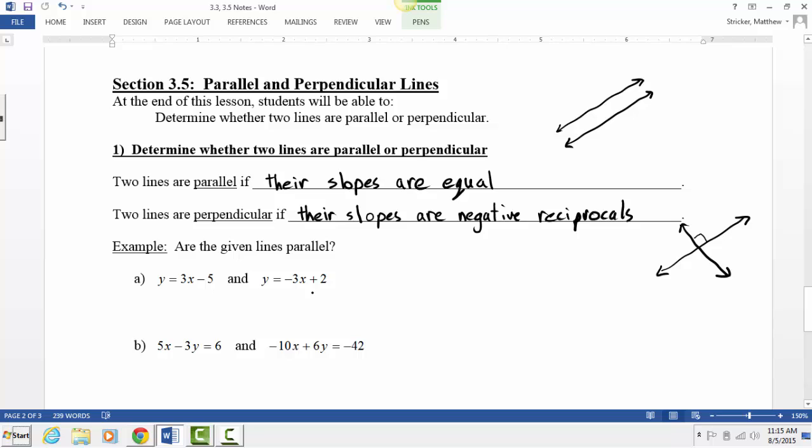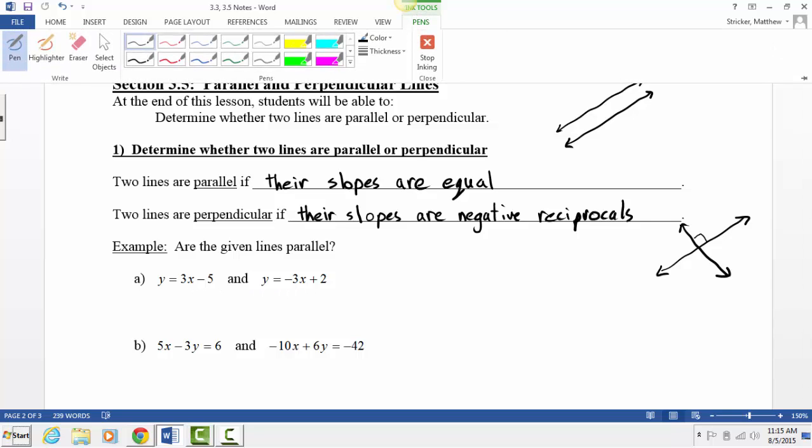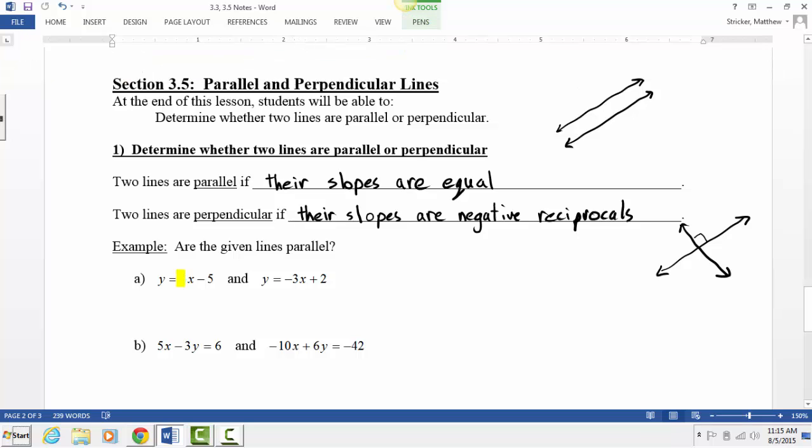If I look at these first two lines, we should be able to tell what the slope is. Remember, the slope is the m that comes in front of the x. So in the first line, the slope is 3. In the second line, it's negative 3. Are those slopes the same? Is 3 the same as negative 3? No, 3 is not equal to negative 3, so not parallel.